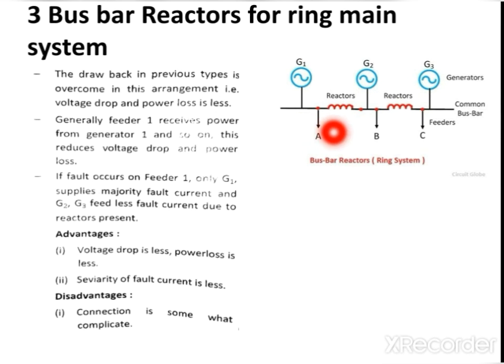If there is a fault on feeder number A, then the generator G1 only supplies the fault current and G2 and G3 supply a lesser amount of fault current, due to the reactors present in between two generators. So the main advantage of this type of connection is that the fault current is less and the voltage drop and power loss are less in this type of arrangement. And the only disadvantage of this type of connection is that it is complicated.